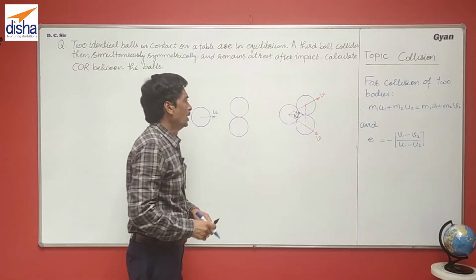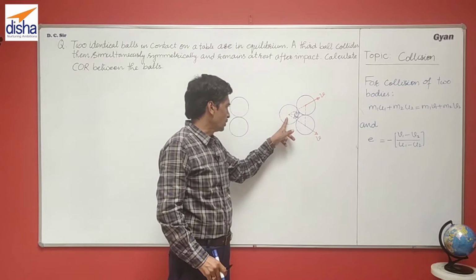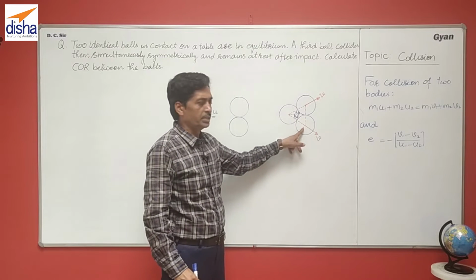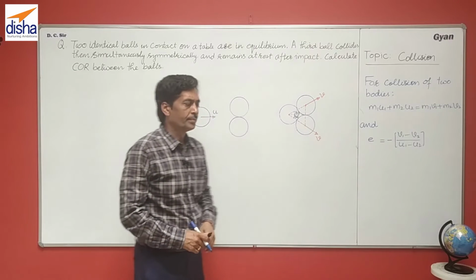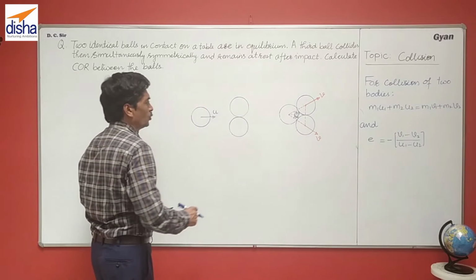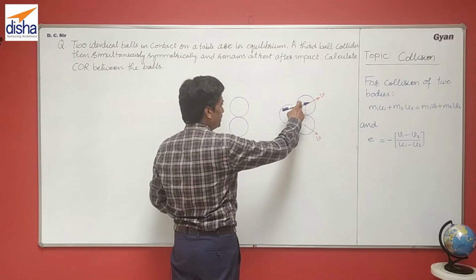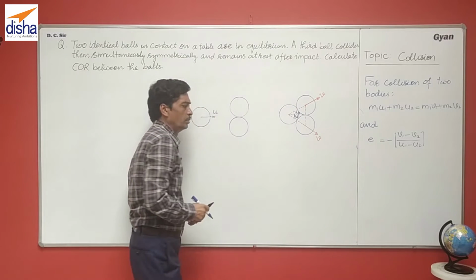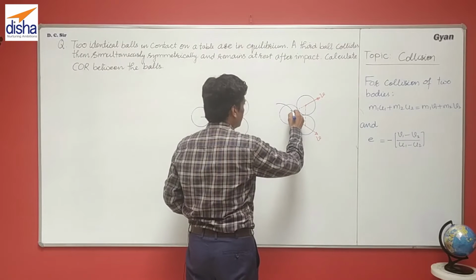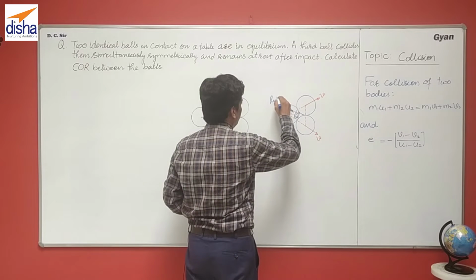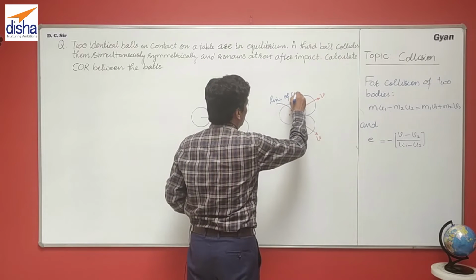After collision it stops, and these two being symmetrical collisions, each will go with a speed v. Now we can get the coefficient of restitution either between these two or between these two. It will be the same. Now here, this is the line of impact or line of collision.